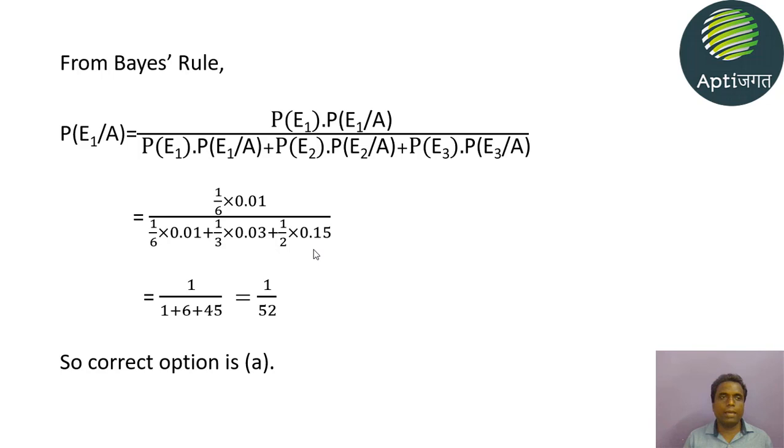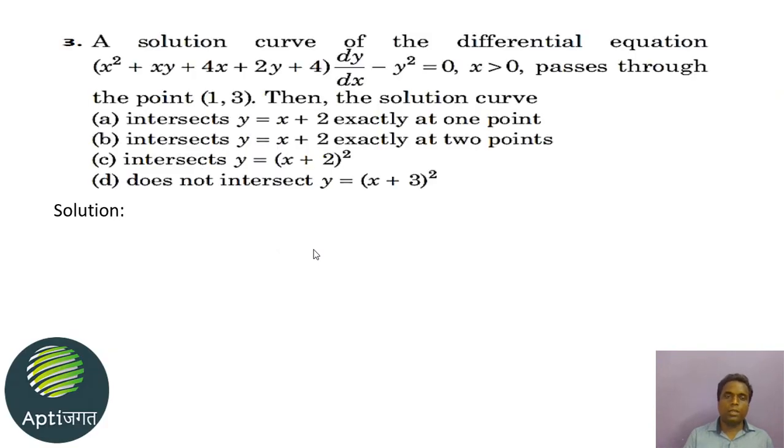So this was a question from the NDA Maths probability chapter. Now we will discuss a different question from another chapter, differential equation. Let's see what the question says. A solution curve of the differential equation x square plus xy plus 4x plus 2y plus 4 dy by dx minus y square equal to 0, provided x is greater than 0, passes through the point (1, 3). Then what the solution curve satisfies is asked.